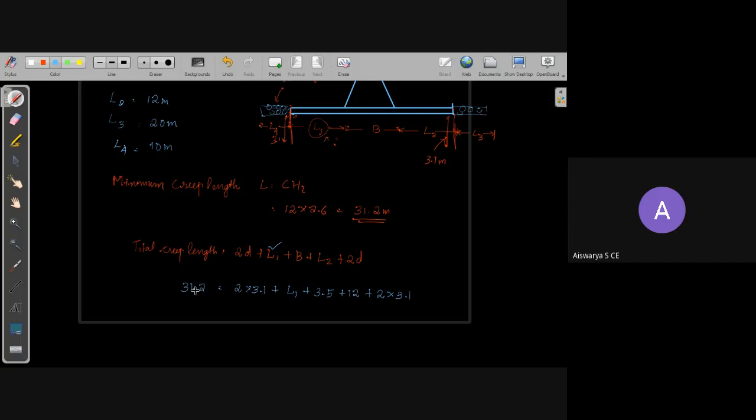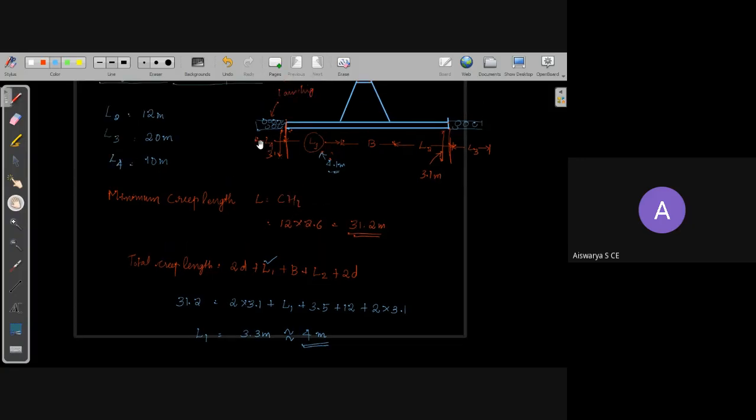So you need to equate that to what we provide in the weir. The total creep length should be equated to the minimum creep length. Then you will get the value of L1. L1 you will get as 3.3 meter. So I'm going to round off this 3.3 to the nearest whole number, which is 4 meter. So L1 length should be 4 meter. Okay. Now we have got the length of pervious floor and impervious floor.